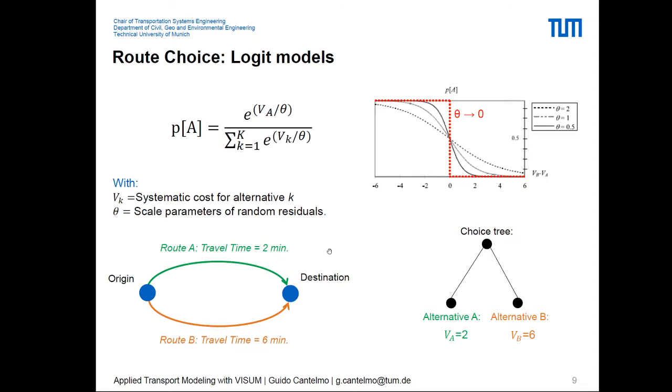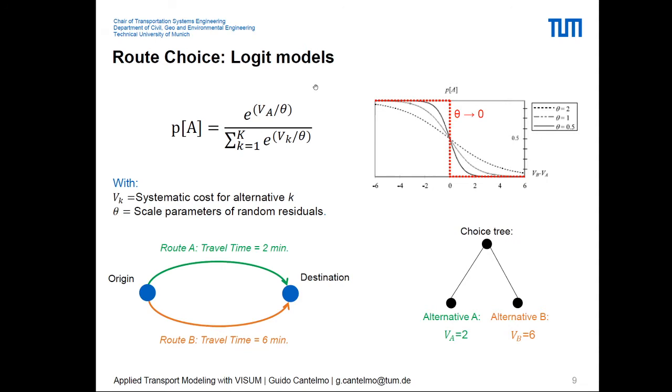The most common model in its most basic formulation is what we call the logit model. The logit model represents the set of choices as a tree. So in this specific case, for instance, we have alternative A and alternative B, each of them associated with a certain cost, 2 and 6 in this case. Then we can calculate the probability of choosing each of the two options, which is given by this equation on the top.